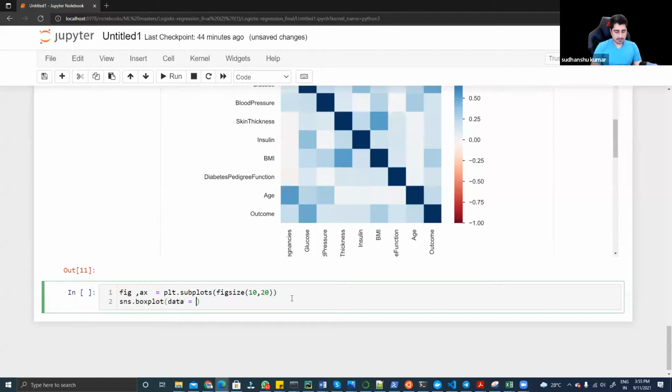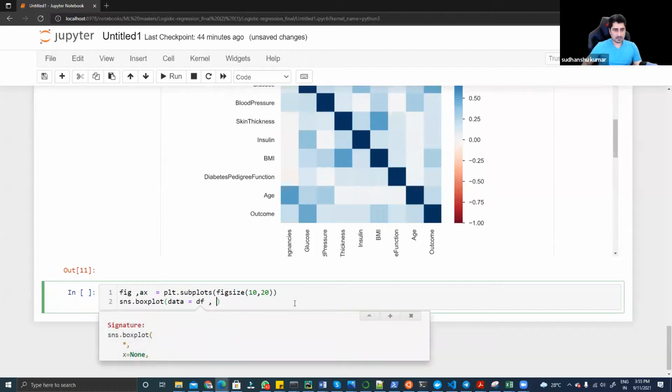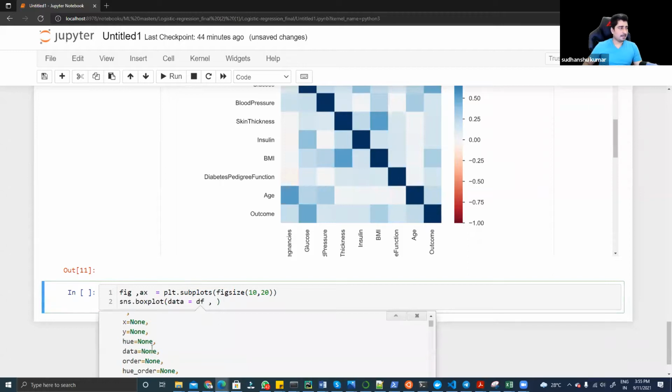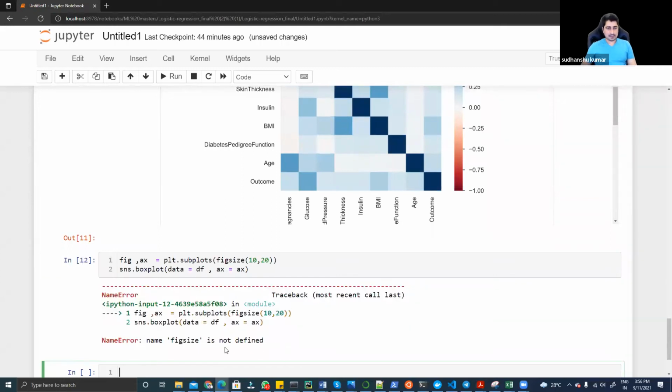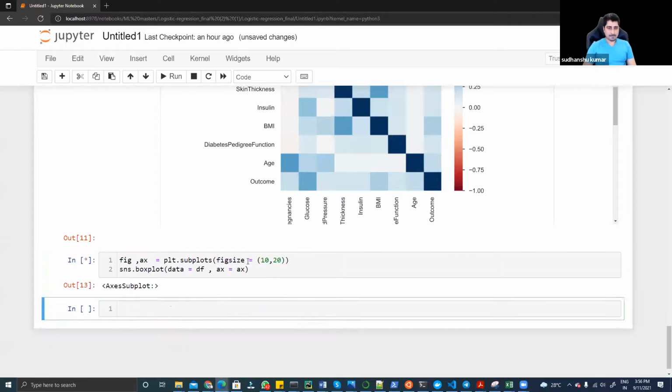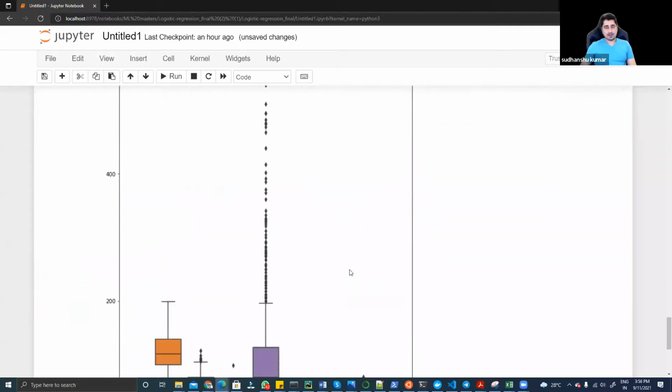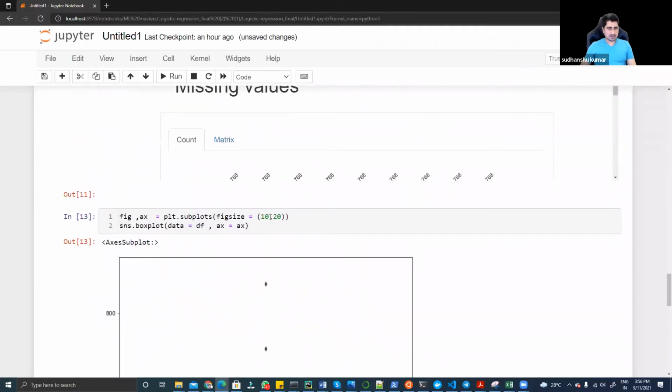Inside that box plot, I can give data equal to my data frame, and what all things are required. The data set is given. And now I can give ax equal to the axis that we have printed, and then execute. Figsize is not defined, so figsize is equal to, yeah. So this is a box plot that we are able to get. Maybe we can stretch this figure size a little bit.